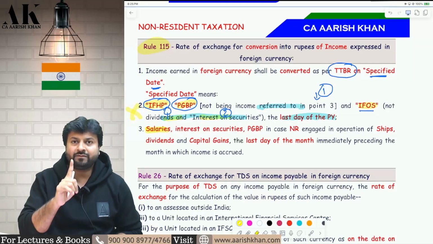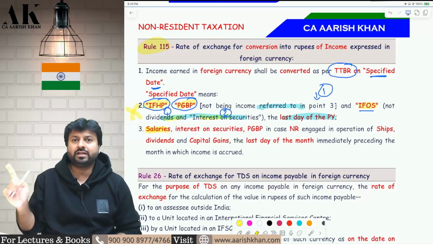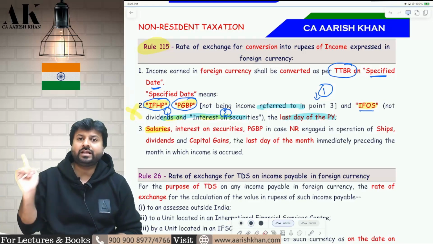For the salary of the month of April, you will take 31st March. For the salary for the month of May, you will take 30th April. For the salary for the month of December, you will take 30th November. For the salary for the month of Feb, you will take 31st Jan.